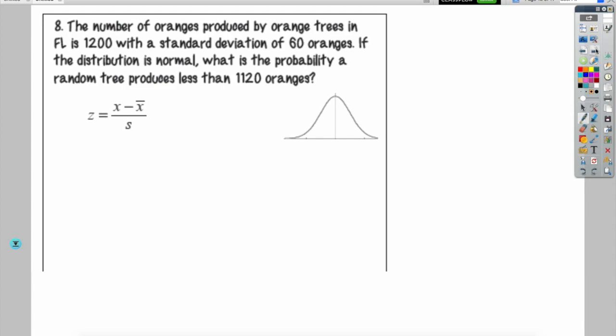The number of oranges produced by an orange tree in Florida is 1,200, with a standard deviation of 60 oranges. If the distribution is normal, what's the probability that a random tree produces less than 1120 oranges? Okay? So, for this particular one, what information do we have?